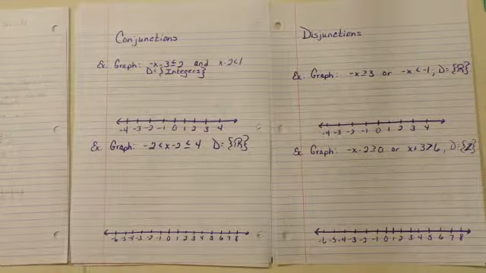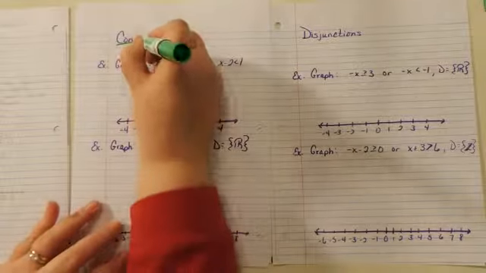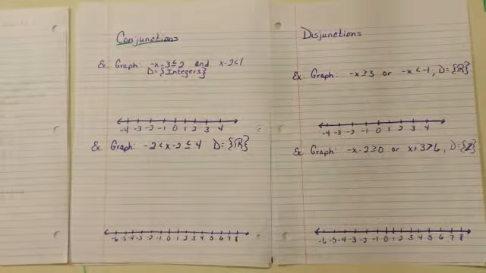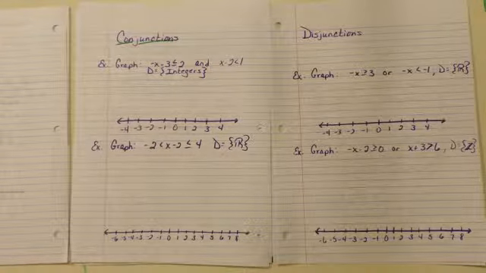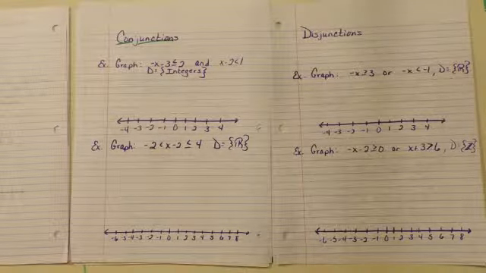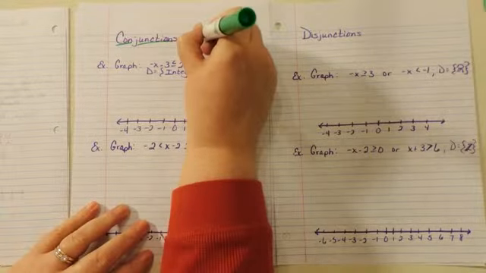Okay, conjunction. The con means with or together, and junction means join. So a conjunction is where there are two or more restrictions on the variable, and they must join together at the same time. So we're going to use the word and.